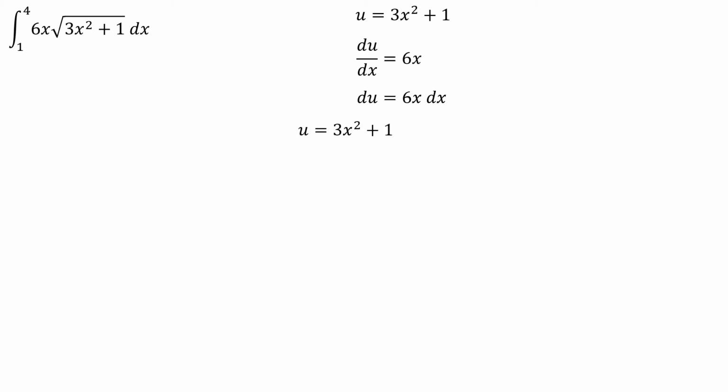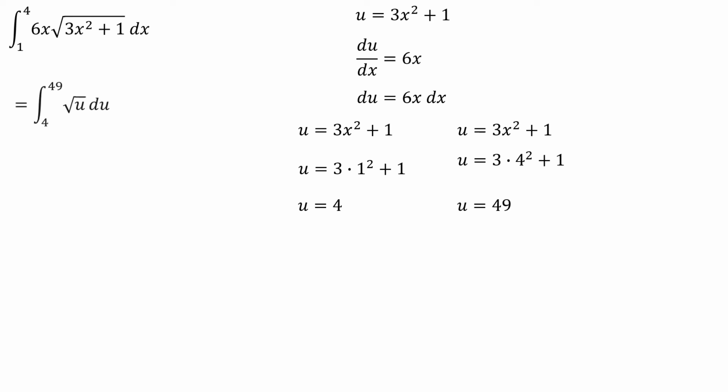Find the new limits. If x is 1, 1 squared is 1, 3 times 1 is 3, add 1, I get 4. When x was equal to 4, let's find the value of u. 4 squared is 16. 3 times 16 is 48. Add 1, you get 49. So the integral will now go from 4 to 49.